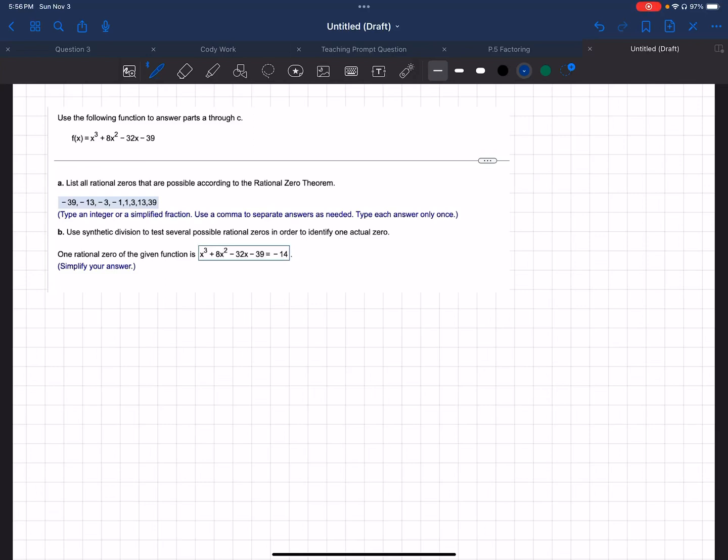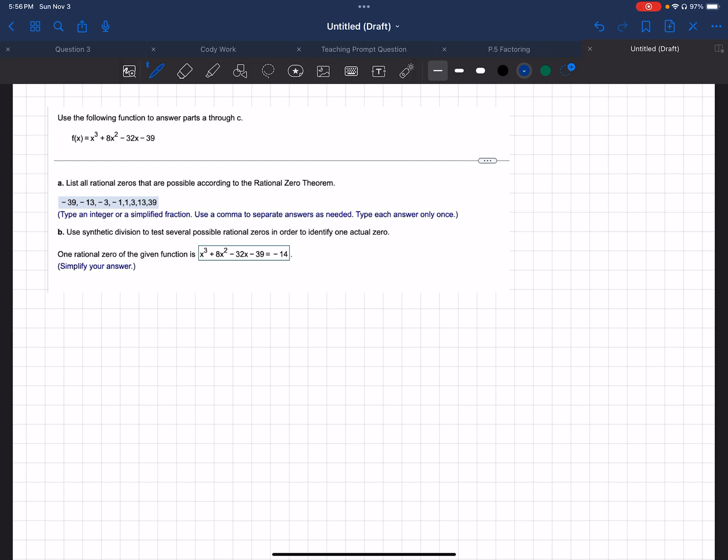Okay, so this is section 3.4 and this is question 5. It says use the following function to answer parts A through C. F of x equals x cubed plus 8x squared minus 32x minus 39. Part A says list all rational zeros that are possible according to the rational zero theorem. And you didn't seem to have any trouble with that. You got those correct. Negative 39, negative 13, negative 3, negative 1, 1, 3, 13, and 39.